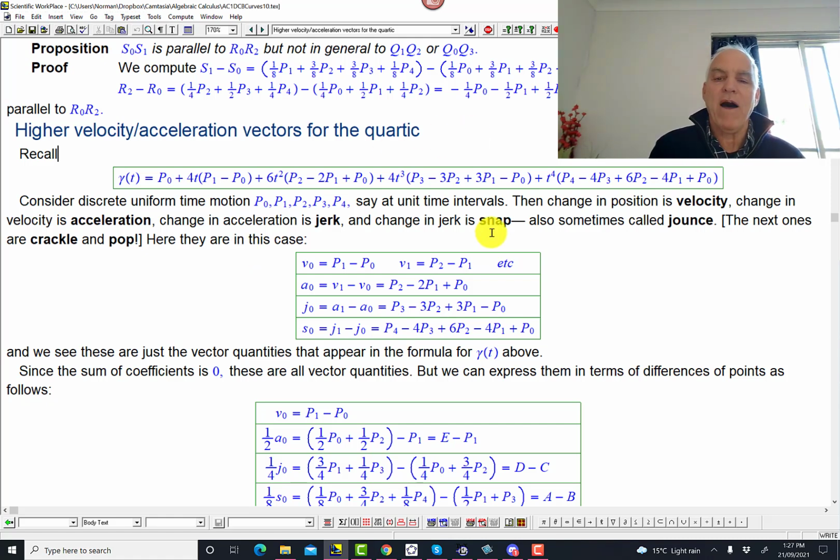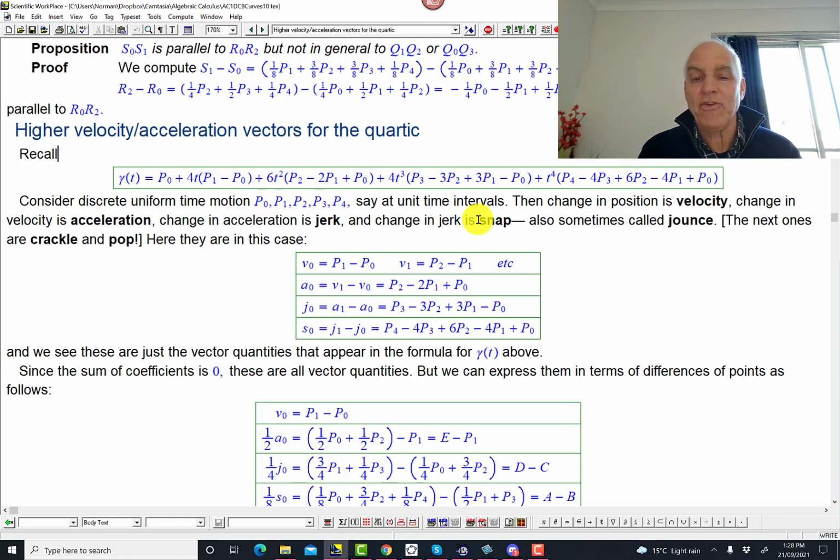But snap is more fun because that then motivates the next two in the sequence. The rate of change of snap is crackle, and the rate of change of crackle is pop. That's all very amusing, especially if you like your breakfast cereals. So we have position, velocity, acceleration, jerk, snap, and then crackle and pop a little bit further down the road.